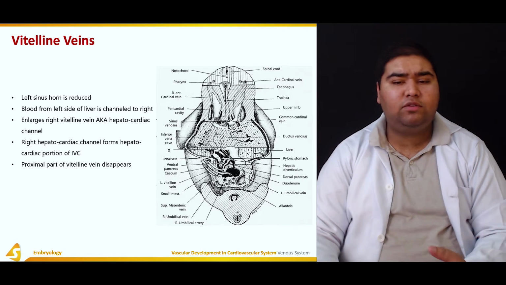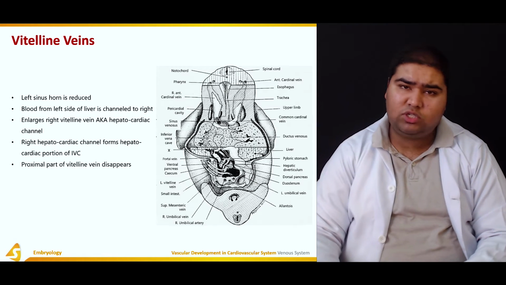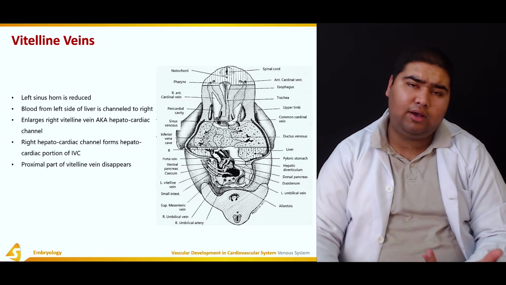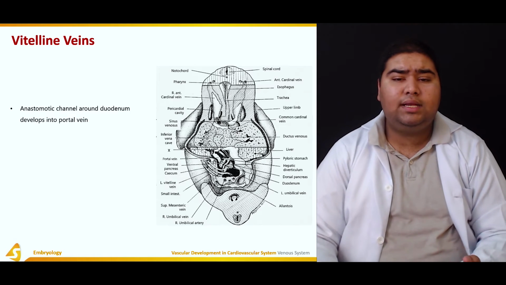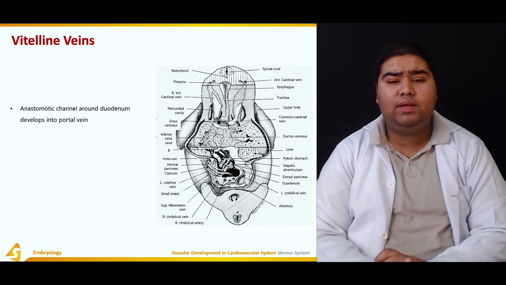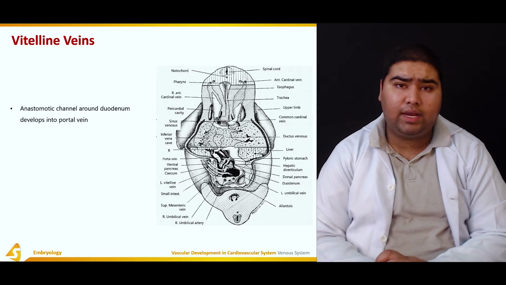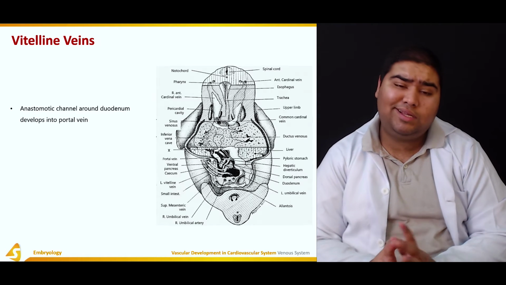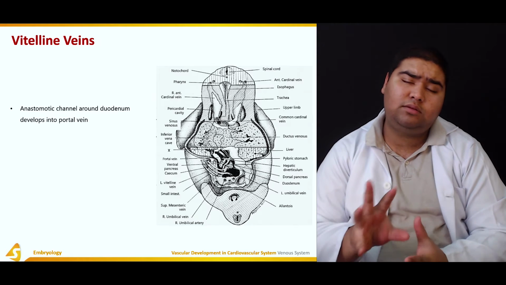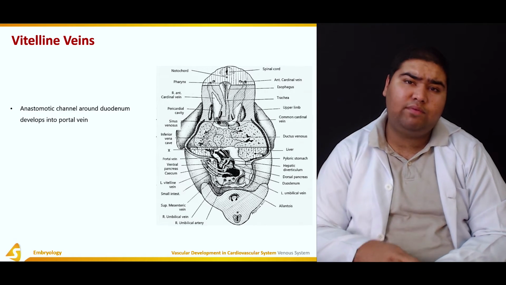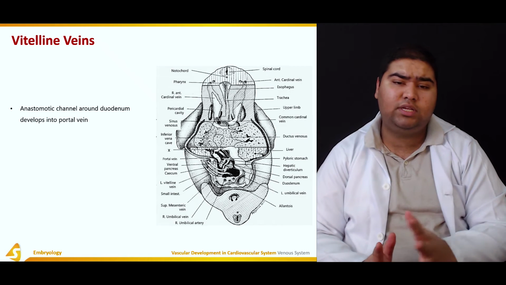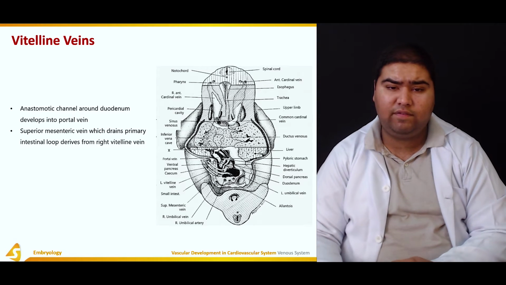The proximal part of the vitelline vein disappears. It was not important initially either, and now it disappears because it is not performing any function. So the anastomosis channel around the duodenum develops into the portal vein. Very important. What does it form? The anastomotic channel of the left vitelline vein, which was around this duodenum, develops into the portal vein.